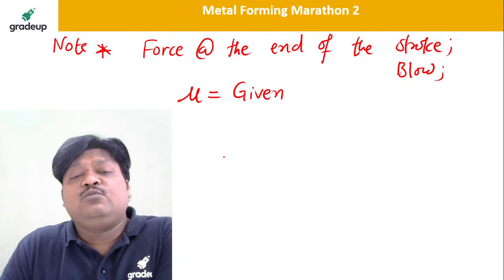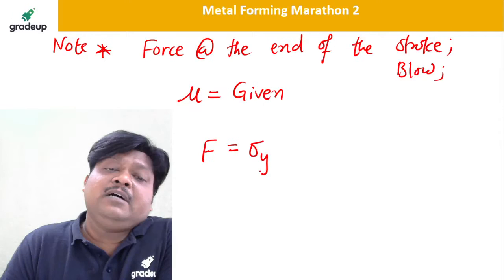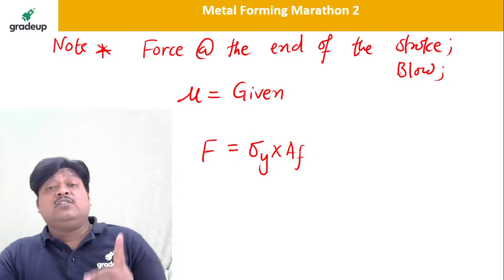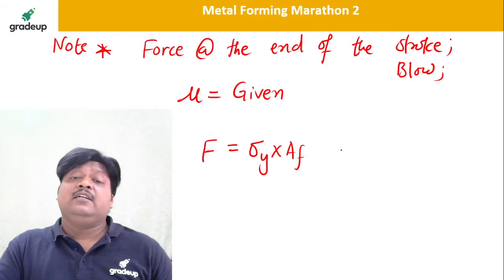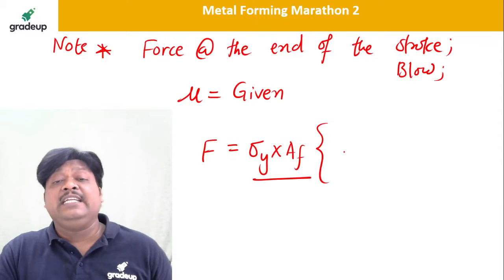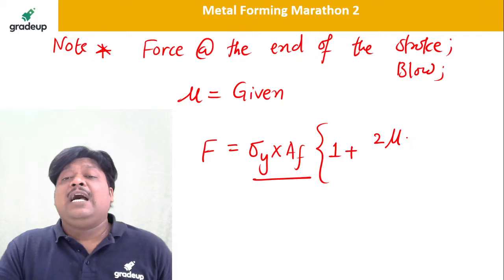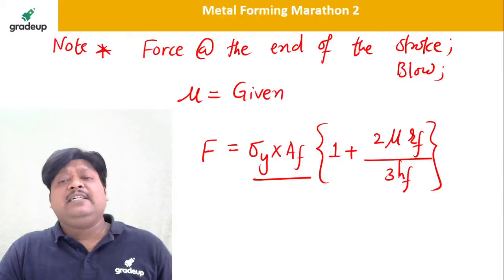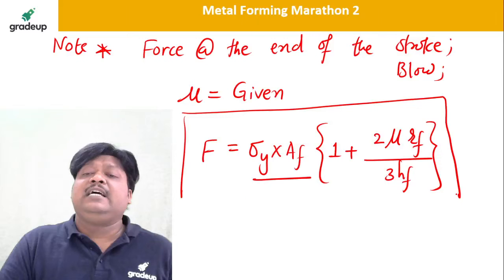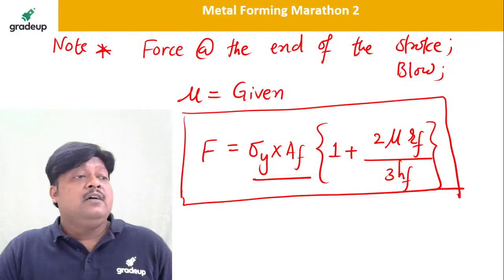In that case, dear students, we can calculate the force in the forging operation as equal to sigma y into final area. You see, maximum force always takes place at the end of the forging operation. That is why I have taken sigma y into AF. In addition, the coefficient of friction is added in the bracket: 1 plus 2 times mu RF divided by, which is D by 2. So use this formula, very important, when asked to calculate the force at the end of the stroke, which is maximum. Clear?